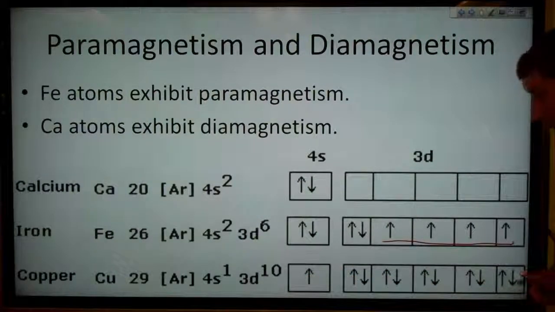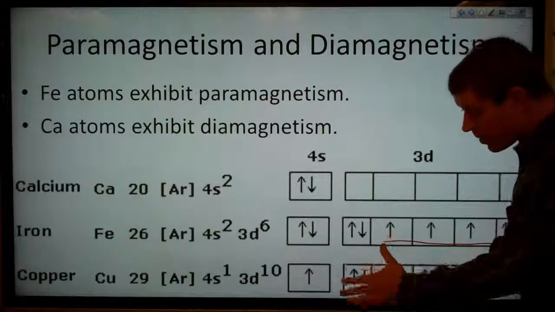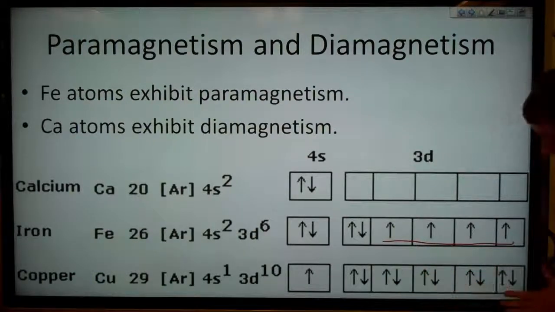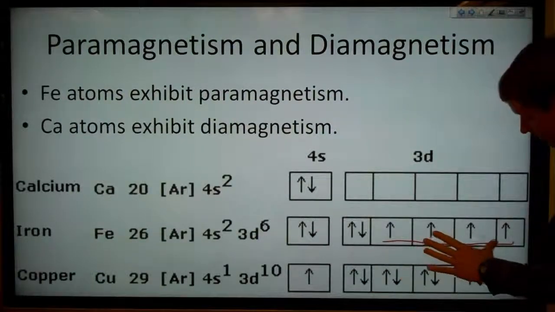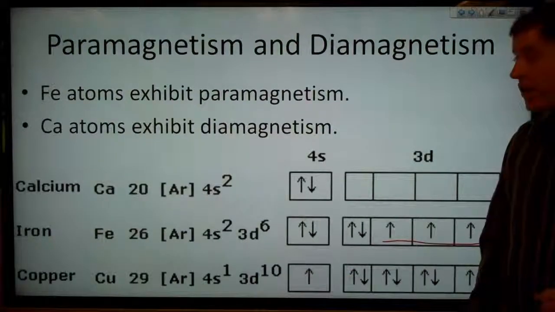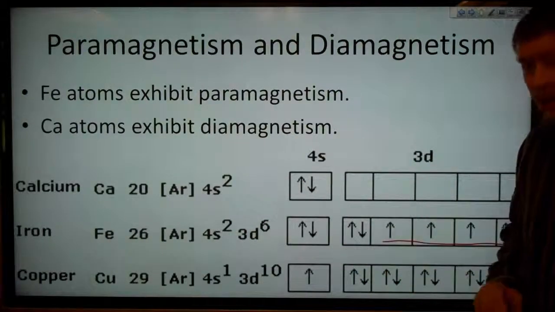Okay. So, do you think copper would exhibit para or diamagnetism? And if it experiences paramagnetism, do you think it's stronger or weaker than for iron? Pause the video and think about it. It turns out that copper would experience paramagnetism because we do have this 1 unpaired electron here. These are all paired. But we have 1 unpaired electron there compared to 4 here, so we'll get approximately 1/4 of the attraction for copper that we would for iron. Now that's assuming that it's not bound to anything.